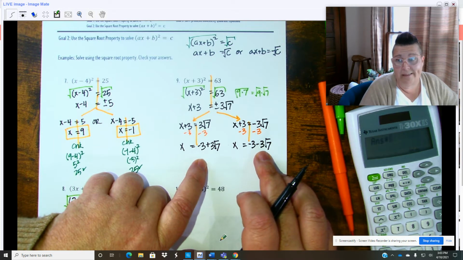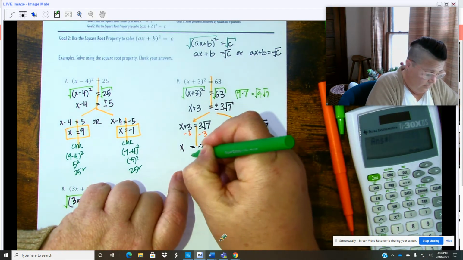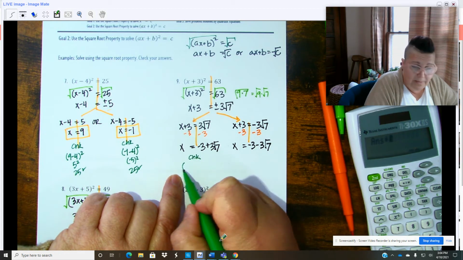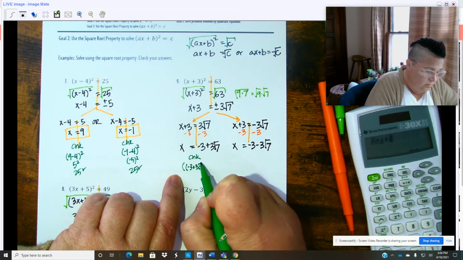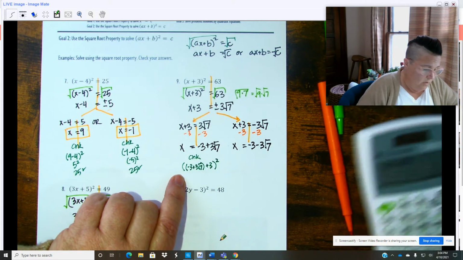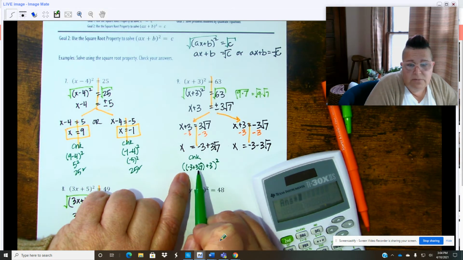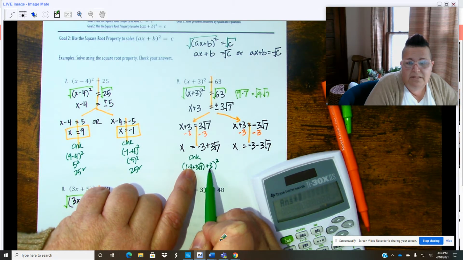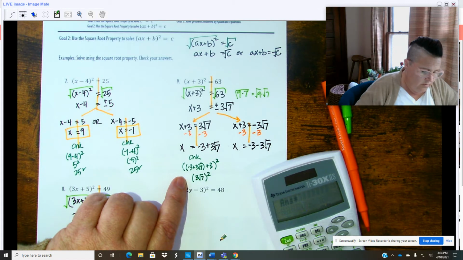Now, I need to check them. Checking these guys, that's why we like our calculators, right? So if we're going to check this, we're going to do a square root. We're going to do parentheses. And then we're going to do negative 3 plus 3 square roots of 7 plus 3, squared. Oh, do you see what happens? I've got a negative 3 plus 3 square roots of 7, and then I've got a plus 3. So inside the parentheses, my negative 3 and my plus 3 are going to cancel out. And I've got a 3 square roots of 7 squared.